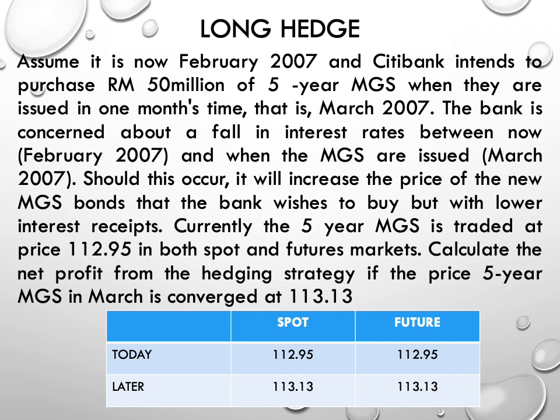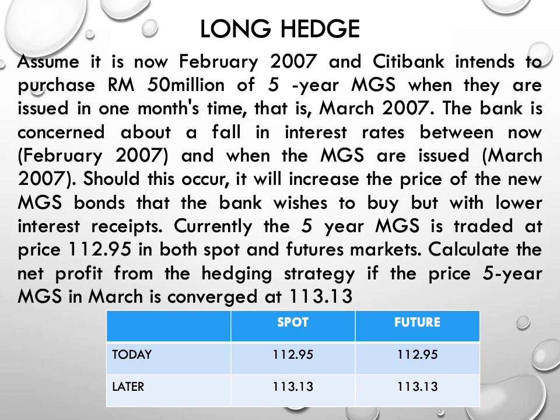The bank is concerned about a fall in interest rate between now, February 2007, and when the MGS are issued, March 2007. Should this occur, it will increase the price of the new MGS bond that the bank wish to buy, but with lower interest receipt. Currently, the 5 years MGS is traded at price 112.95 in both spot and futures market. Calculate the net profit from the hedging strategy if the price for 5 years MGS in March is converged at 113.13.